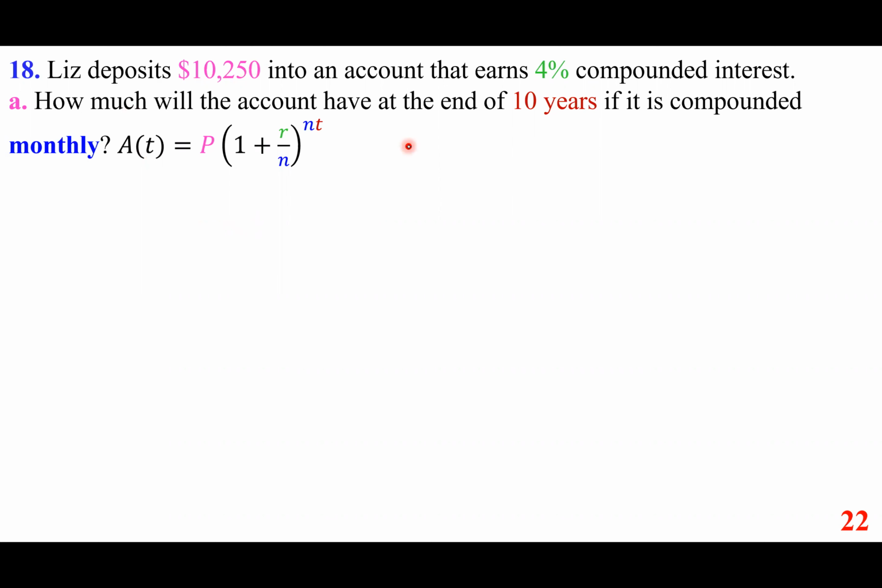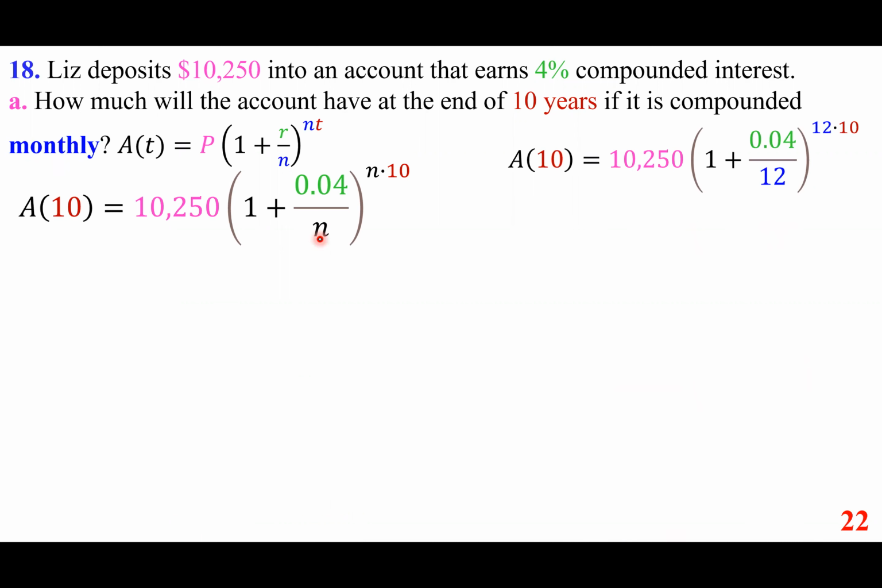And so let's replace what is given to us, P, the principal, with $10,250, the rate is 0.04, and T is 10. Now, I'm not going to replace the N yet. In general, I'm going to keep it as N. For this part, monthly, N is the number of compounding per year. So if it's annually, it's 1. If it's monthly, it's 12. So replace the N with 12.